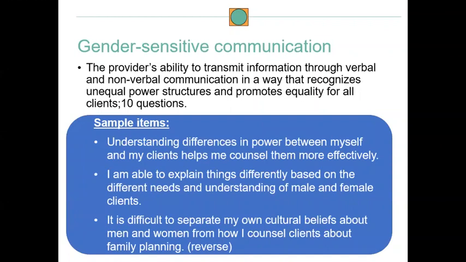So I've already gone through what each dimension is, but I wanted to give you some sample items for each one as well. So again, if you remember the concept of gender sensitive communication, some of the sample items that we have are: understanding differences in power between myself and my clients helps me to counsel them more effectively. I'm able to explain things differently based on the different needs and understanding of male and female clients. And then we included this item that is reverse scored, again, to try and get at the acquiescence bias.